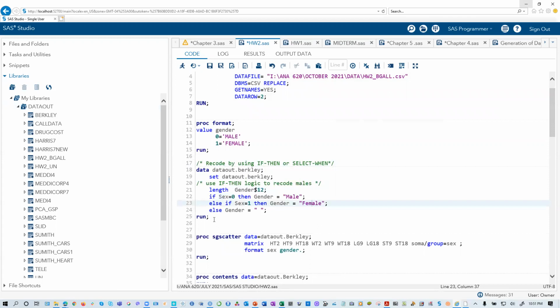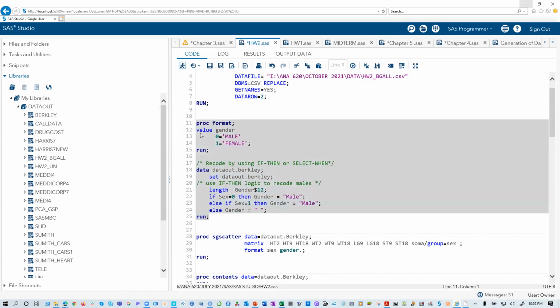Else if sex, then gender. Oh no, I'm sorry, this one is male too. Both male. This we run. Run this one first. I'm going to run all the way up to here.